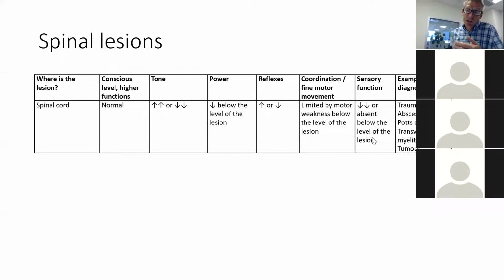But sometimes children with spinal cord lesions and other peripheral nerve lesions will also have altered sensation. They may have increased sensory changes, like pain or pins and needles in their legs. And then you can think about the possible diagnoses once you've worked out where the lesion is. So it could be trauma or an abscess or Pott's disease or transverse myelitis or a tumor, or a hematoma. So the point is to ask where the lesion is, and then you can think about what the lesion is.